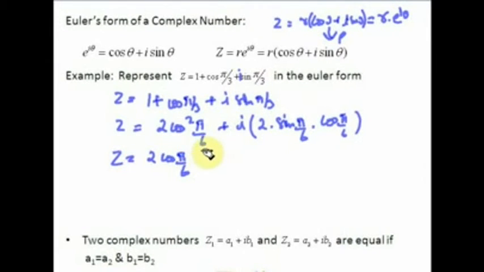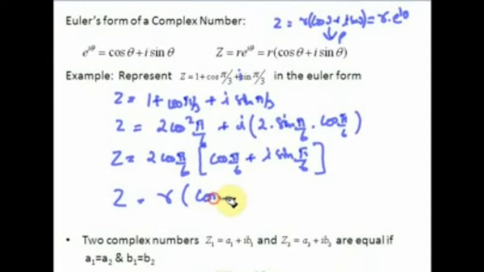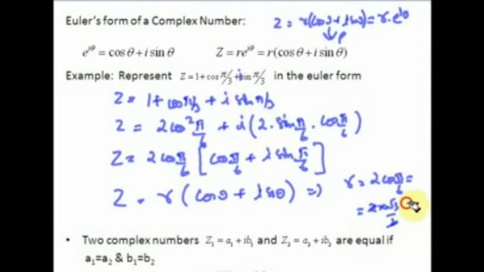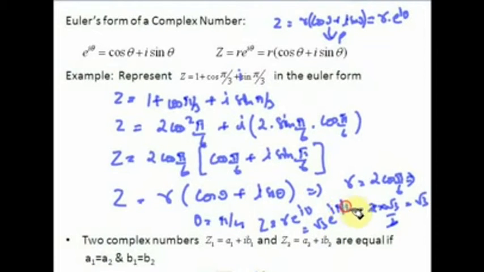z is equal to, if we take 2 cos pi by 6 as common, we get cos pi by 6 plus iota times sin pi by 6. This is equivalent to z is equal to r times cos theta plus iota sin theta. So we know the value of r is equal to 2 cos pi by 6, that is equal to 2 into root 3 by 2, which is root 3, and theta is equal to pi by 6. So we can write in the Euler form z is equal to r into e raised to power iota theta, that is equal to root 3 into e raised to power iota pi by 6.